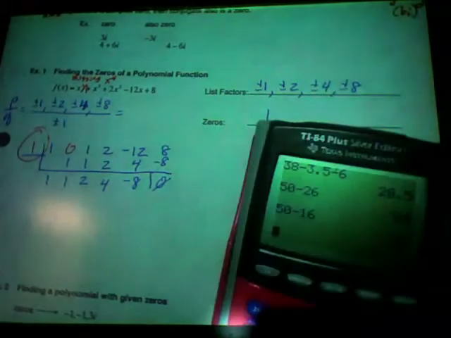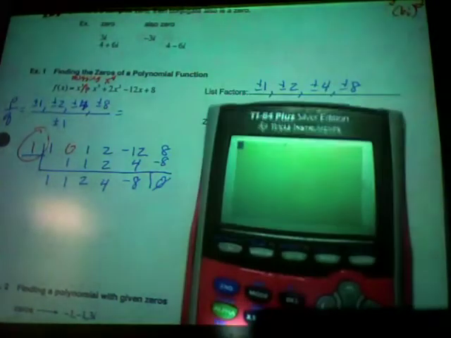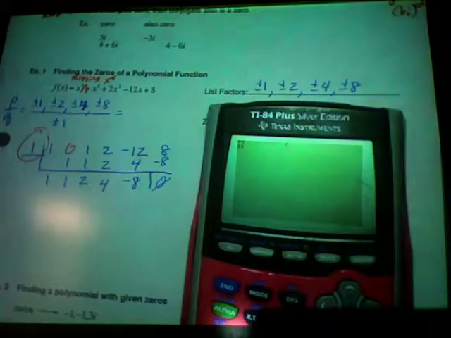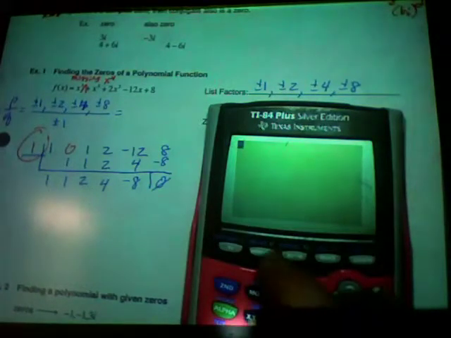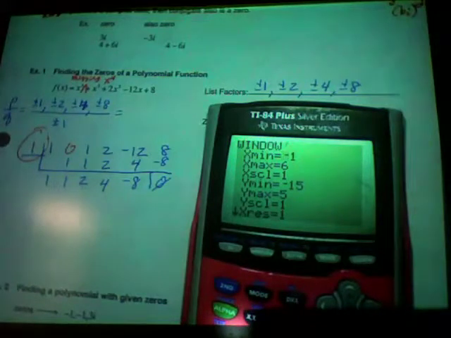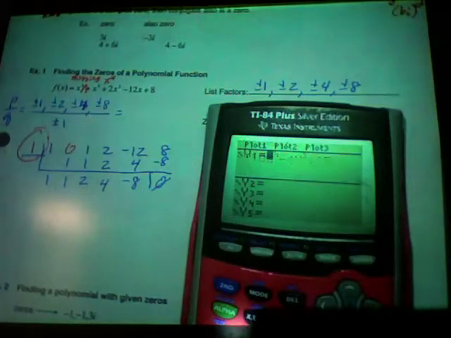Now before we go on, I am going to show you what it looks like on the calculator. So let's go ahead and graph that in y equals. This is what my window looks like. Oh, I'm going to fix my window. Make sure your window's fixed. All right, so x to the 5th plus x cubed plus 2x squared minus 12x plus 8.